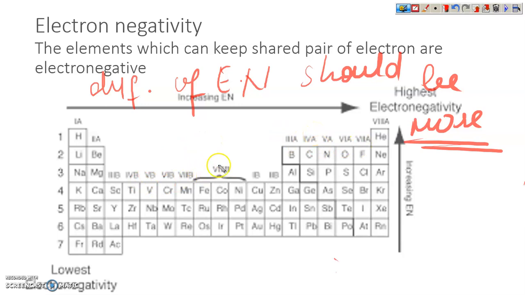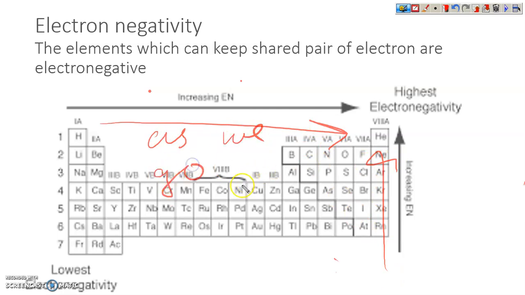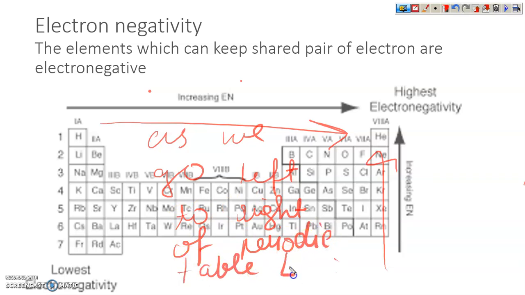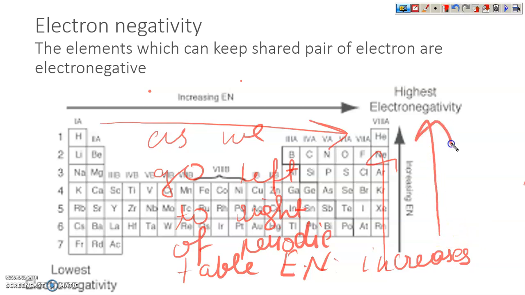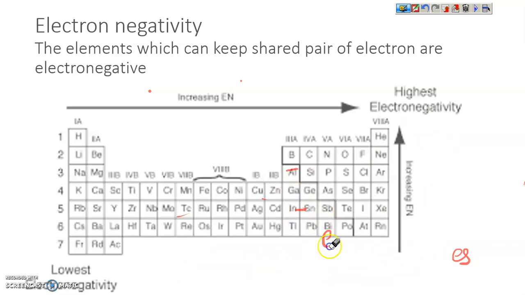So here you can write one point that electronegativity increases as we go from the left side to the right side of the periodic table. As we go from here to here, electronegativity is increasing. So you can write as we go left to right of the periodic table, electronegativity increases. And as we go from down to up, I think I don't need to write it. You can write it yourself. So now we will go back to ionic compounds.